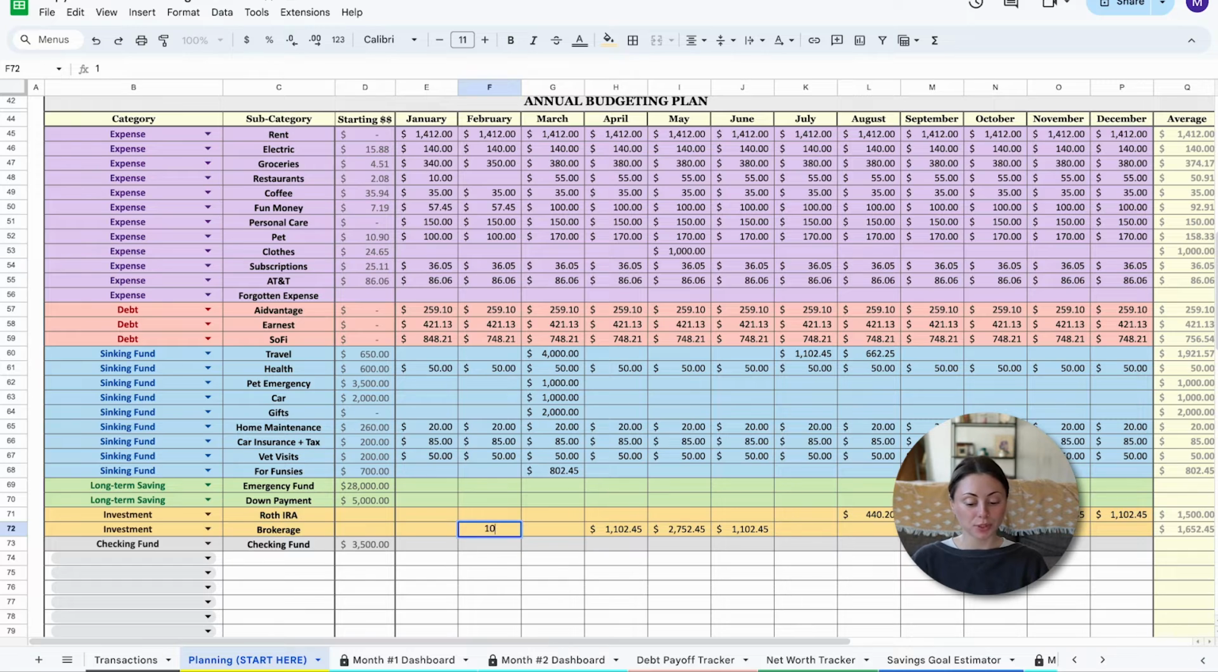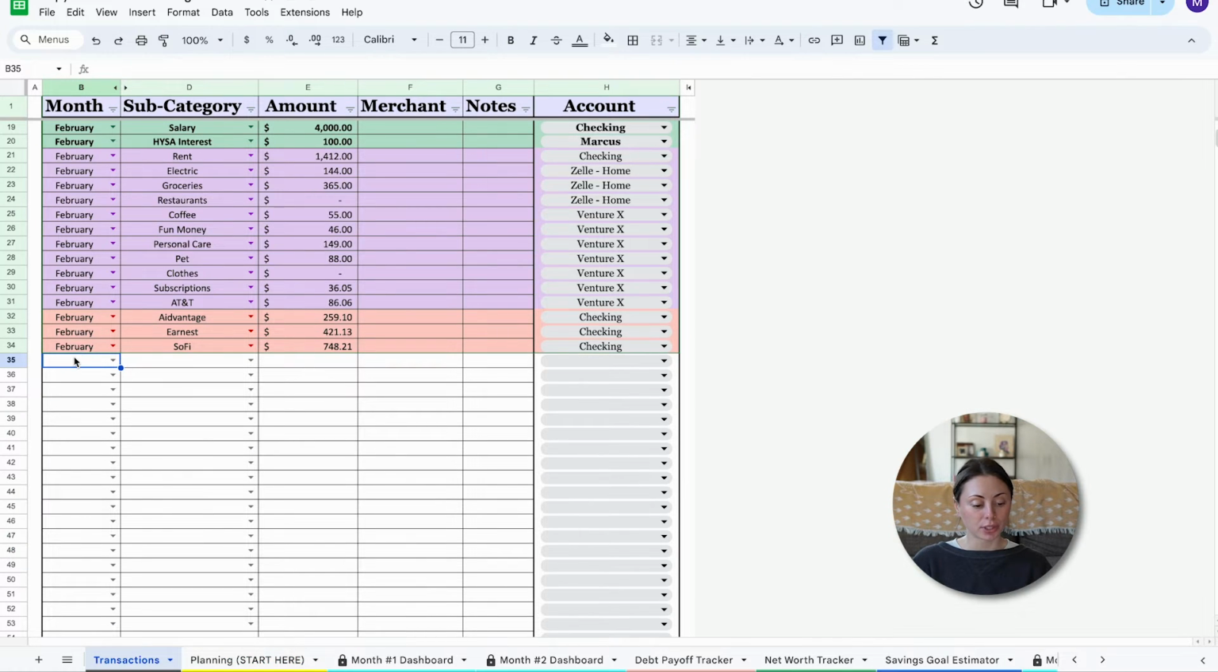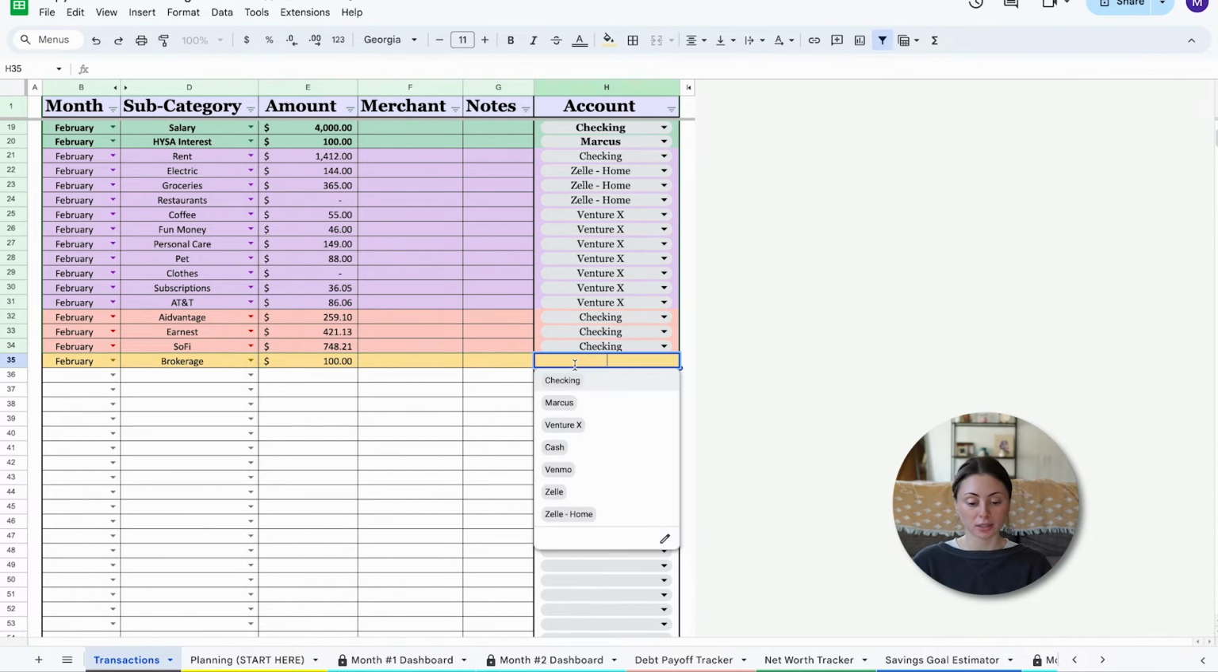But if that is supposed to be in my brokerage account and I had plans to invest that money and I didn't, I would need to go into my brokerage account and invest the $100. And once I was done with that, I need to go into transactions for February in my brokerage account and log that I invested $100. And that would be maybe coming from my checking account.